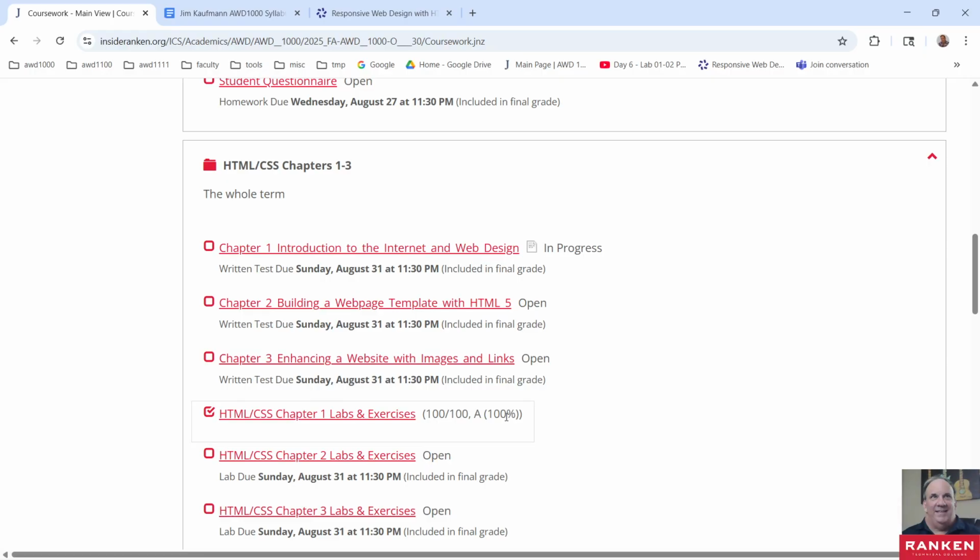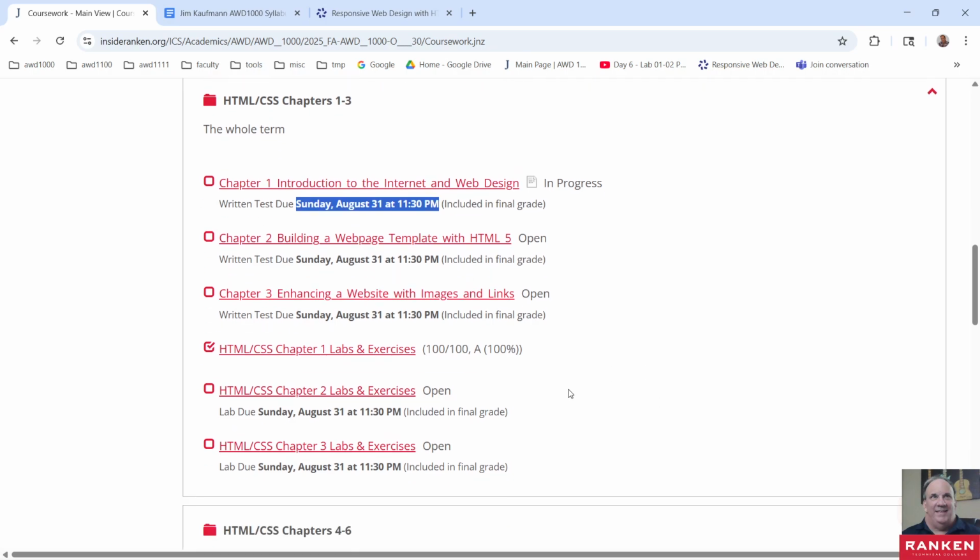If you're wondering what to do, the syllabus is there as a general plan. But if you want to make sure what is really due, because the syllabus may not be followed 100%, you want to go to Inside Rankin. Inside Rankin is going to tell you this is due Sunday, August 31st by 11 p.m. Okay, 11:30 p.m. And that's basically for all of these.